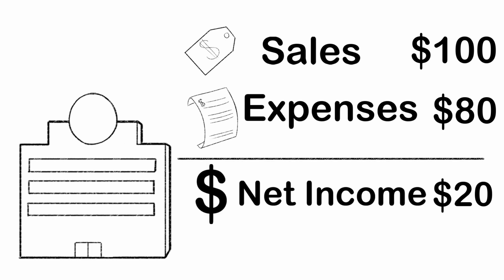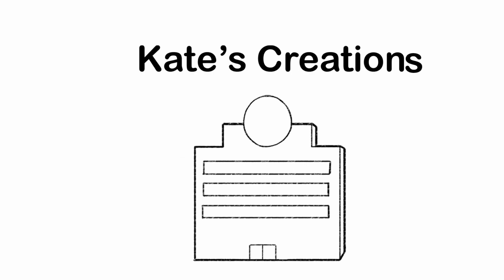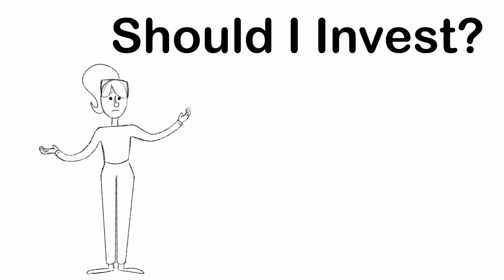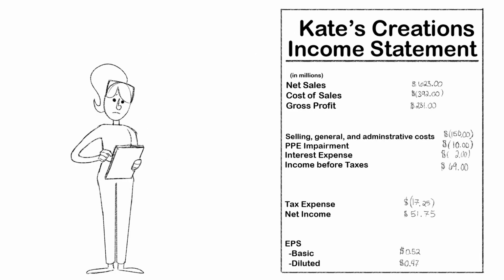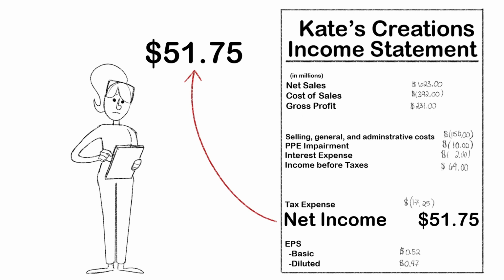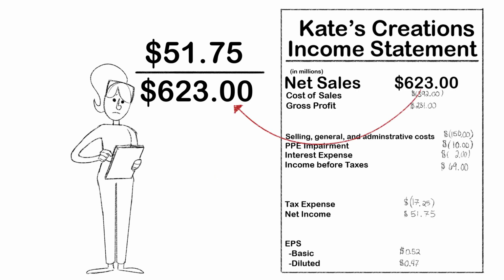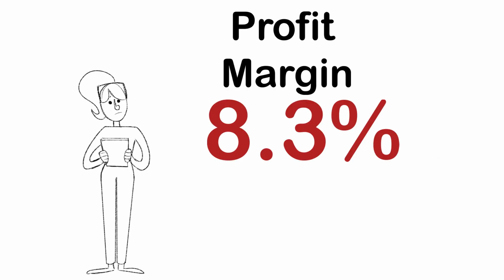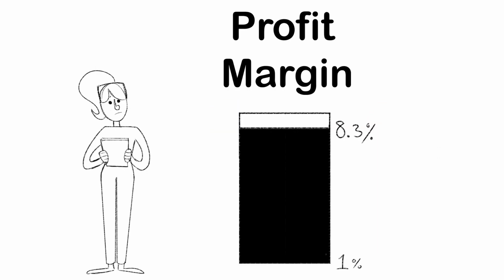For example, if a company reported sales of $100, expenses of $80, and net income of $20, then profit margin would be 20%. The name of this potential investment company is Kate's Creations, and the income statement for 2018 is shown. Should I invest? Let's calculate profit margin. Net income of $51.75 million divided by sales of $623 million yields profit margin of 8.3%, an amount that is at the high end of what is typical for the industry.